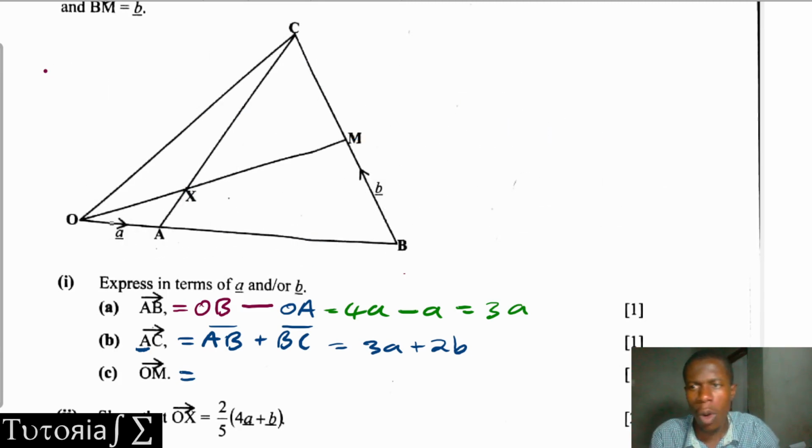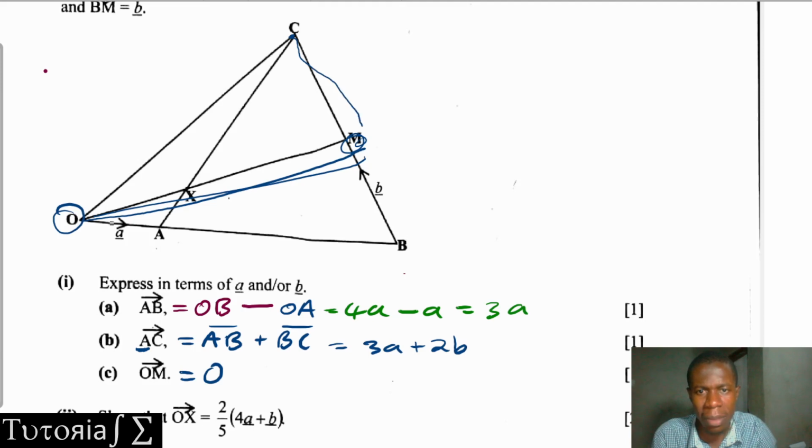So you're looking for OM. OM is this length here. So meaning that you need to start at O and end at M here. So how would you move from O to M? You start at O. So O, you can go this way, OC, then CM.